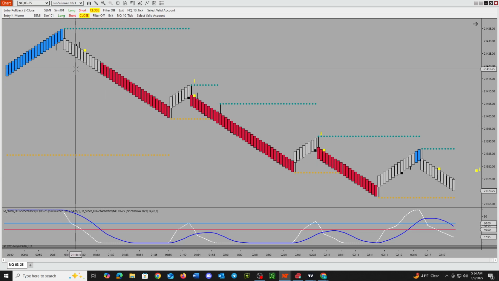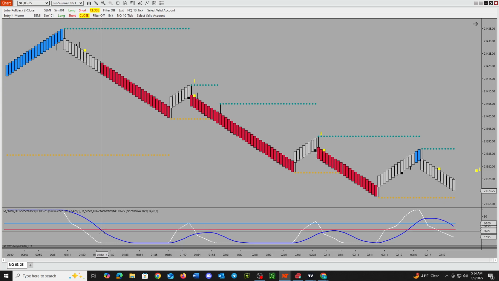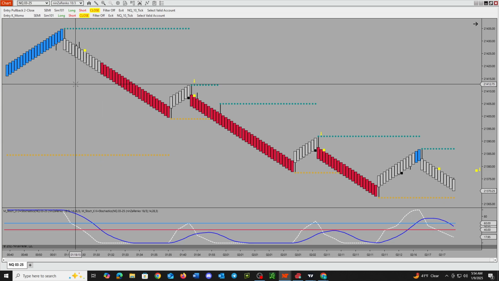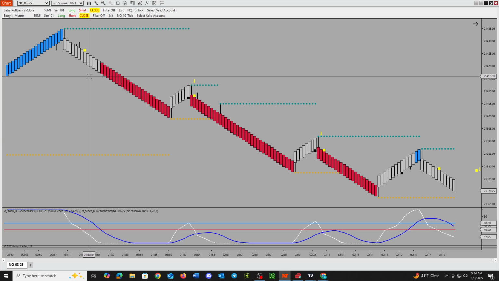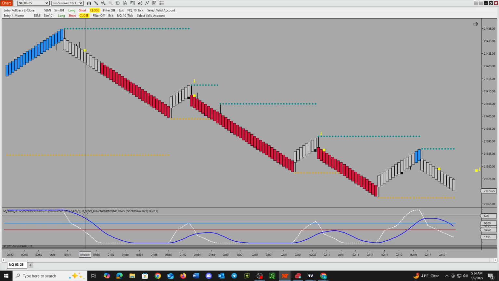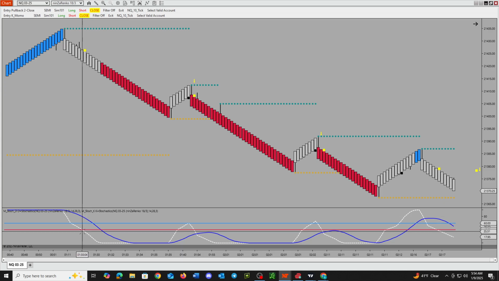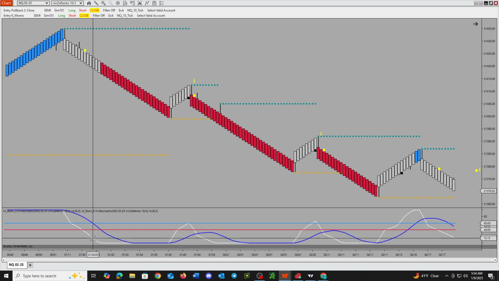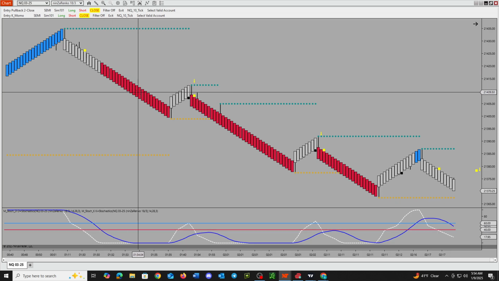All right, so let's talk about one aspect of the stochastics and what it's doing up here on the chart. The first one is a bearish crossover. We can see the blue line is the %D and the white dash line is the %K. So when the D crosses below 40, it paints the bars red.